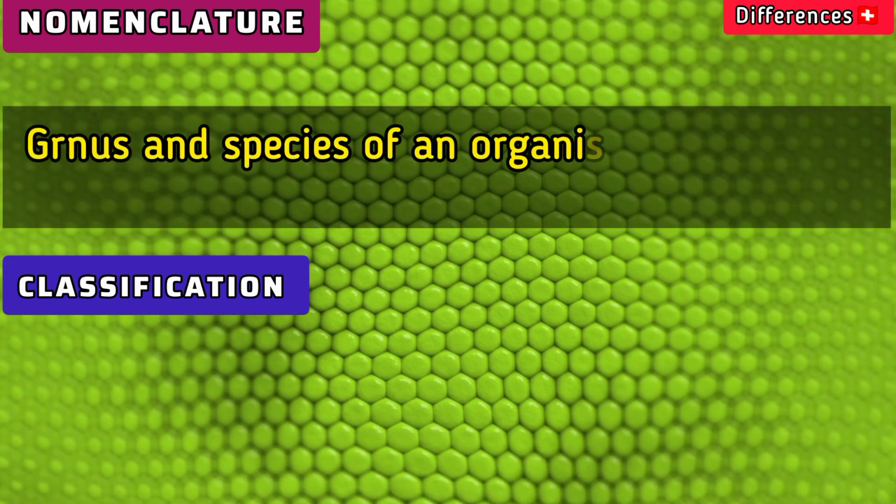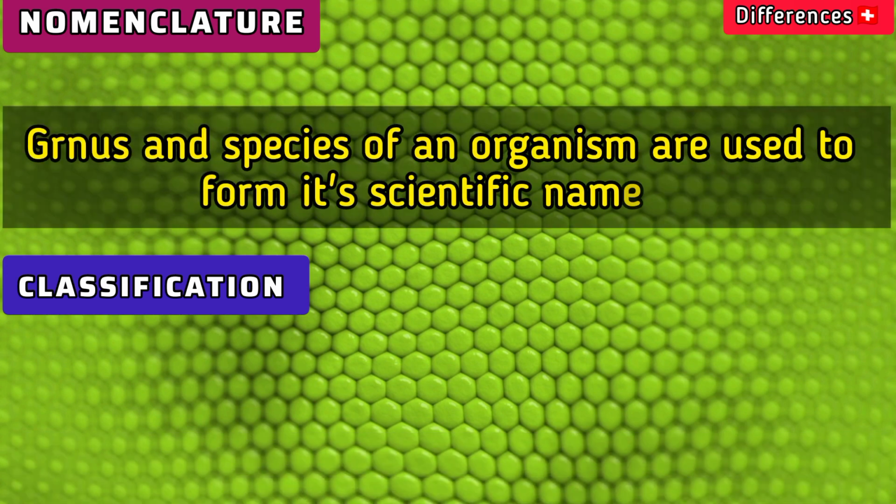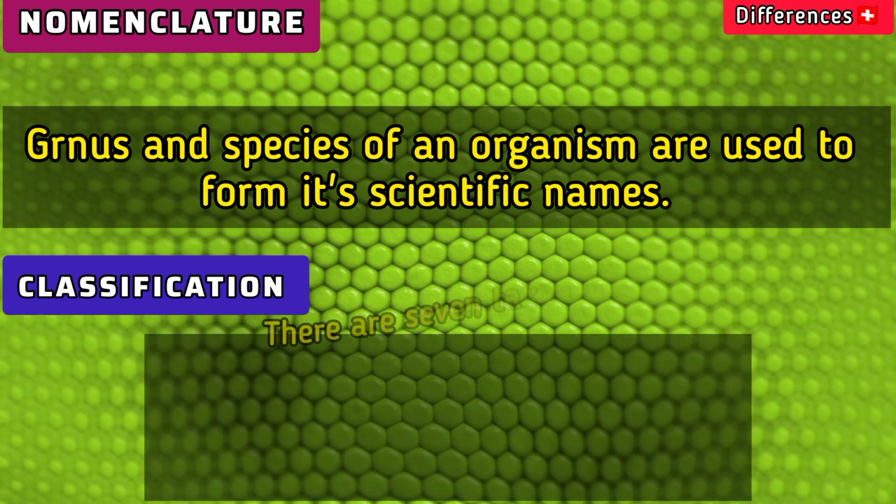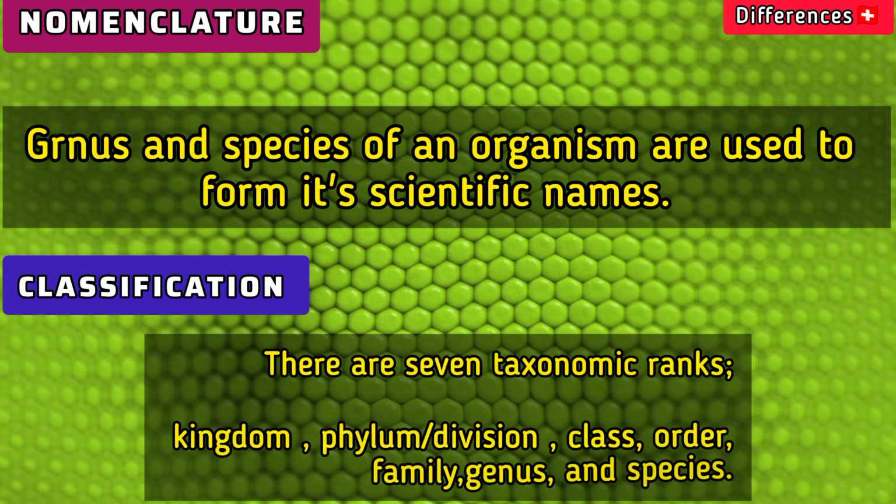Genus and species of an organism are used to form its scientific name. There are 7 taxonomic ranks: kingdom, phylum, division, class, order, family, genus, and species.